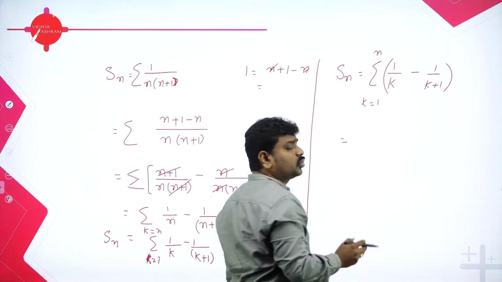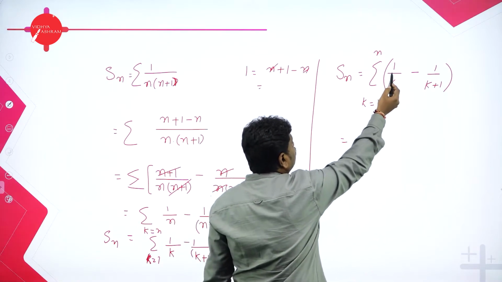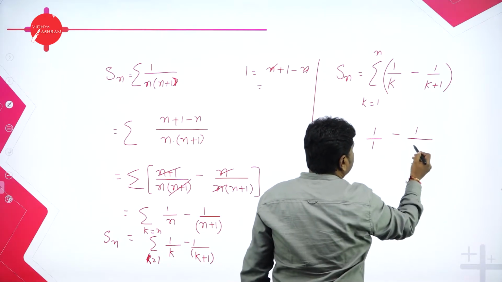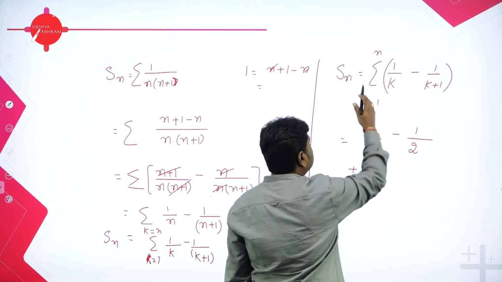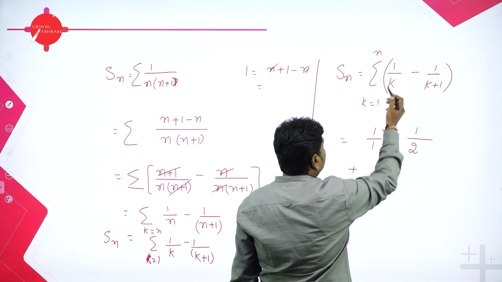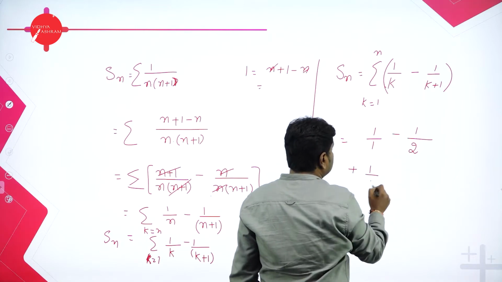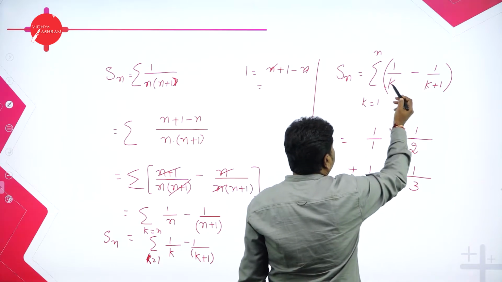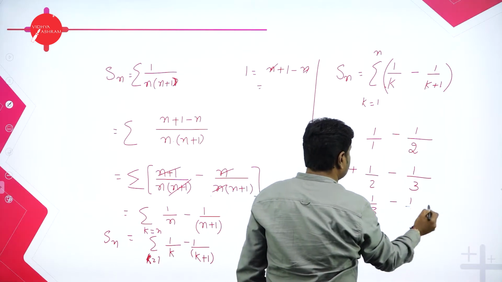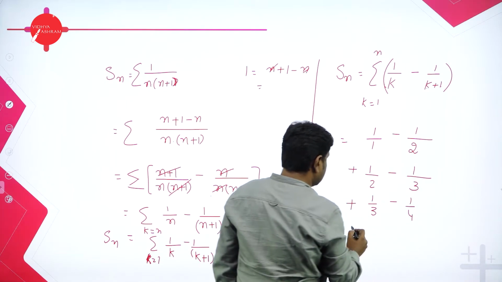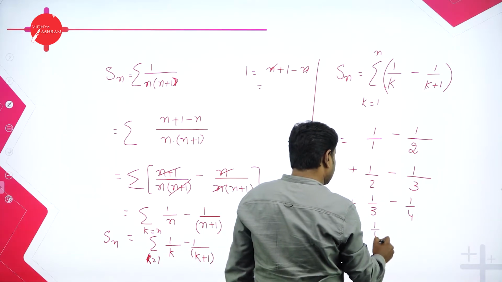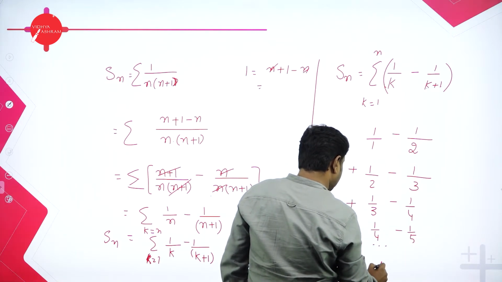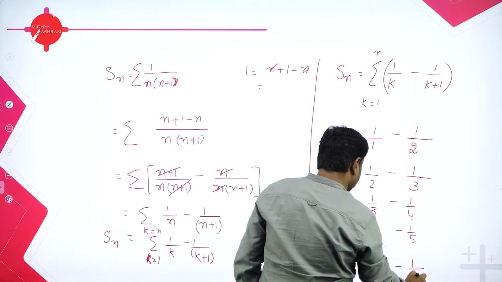Dear students, now we can do telescopic addition. In the place of k, if I put 1, I'll get 1 by 1 minus 1 by 1 plus 1. 1 plus 1 is 2. Plus, summation means plus. In the place of k, I'll put 2. This will become 1 by 2 minus 1 by 2 plus 1, 2 plus 1 is 3. Plus, in the place of k, put 3. It will become 1 by 3 minus 1 by 3 plus 1, 4. Plus 1 by 4 minus 1 by 5, and so on. Finally, I'll have 1 by n minus 1 by n plus 1.